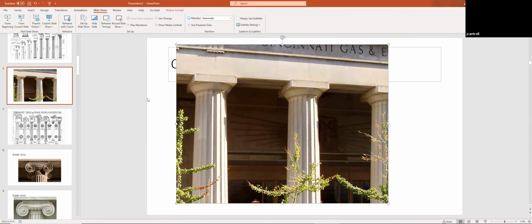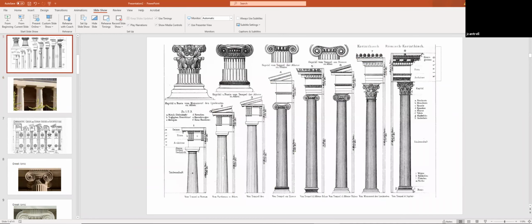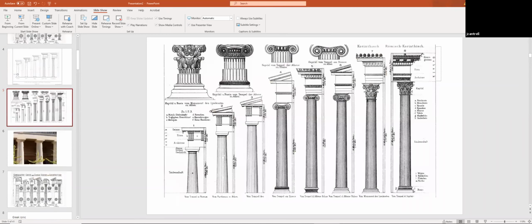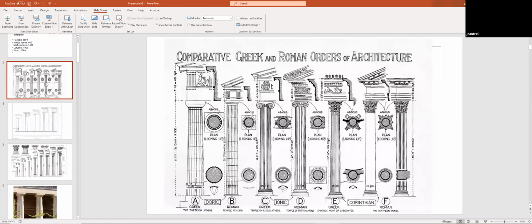Again, the Doric order does not have a base in Greece. Let's go back to this one. So the Greek order does not have a base. The Roman Doric order has, of course, a carved base in it.